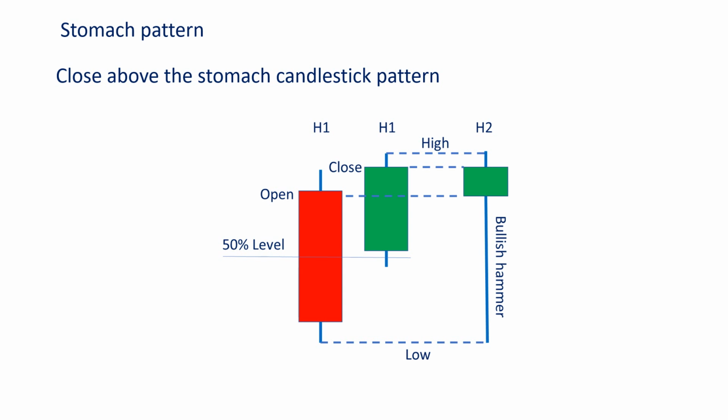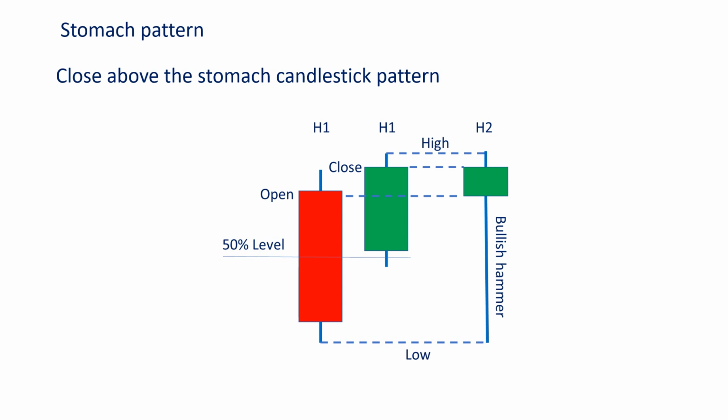The open and close of the bullish candle must be above 50% of the bearish candle, and we do not count the wicks. If the close of the bullish candle is above the high of the first bearish candle, the pattern is stronger. This pattern appears frequently in our daily chart. And if you see this pattern at the bottom of a downtrend, it suggests a downtrend reversal.